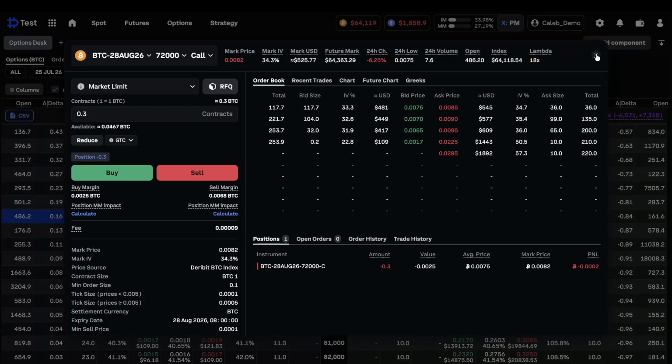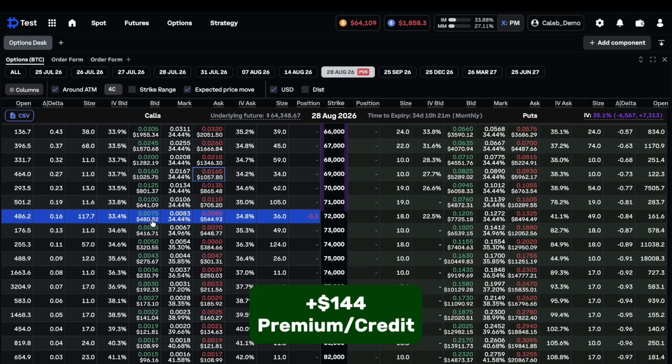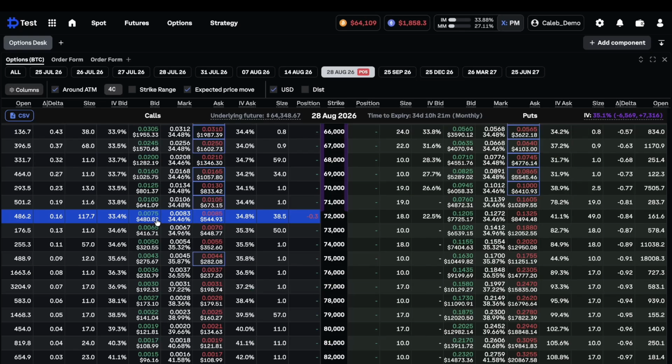I sold 0.3. So to see how much you got, you just do 0.3 multiplied by this amount here, which would then be, let me see, for a calculator right here, 0.3 times 480. So I basically received $144 into the account by selling at this level here.